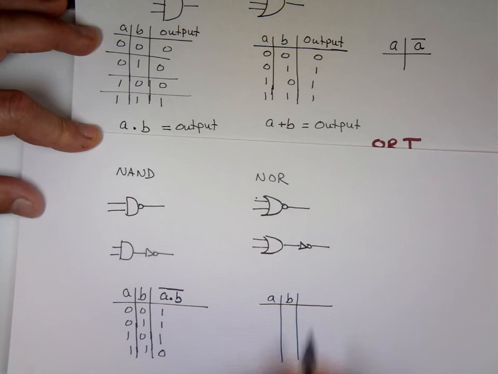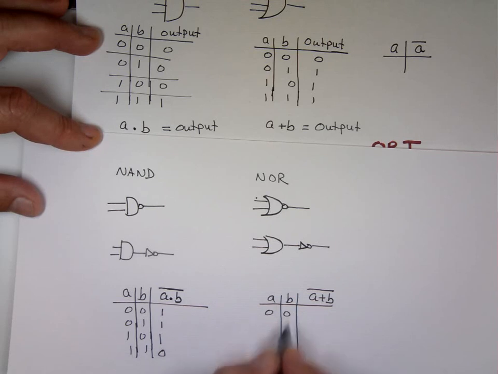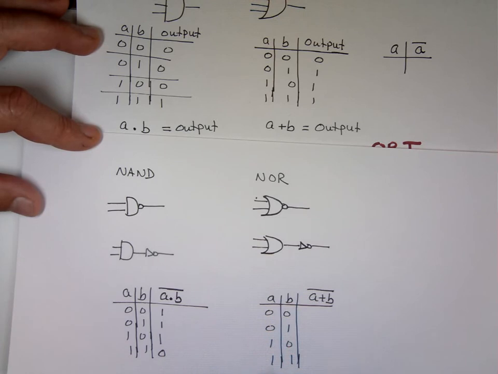NOR gate: an OR gate is A plus B. Put a NOT over it, that's a NOR gate. Again, with OR the dominant is T. Anytime there's a 1 with an OR gate, you get a 1, but now you have to complement that. Complement the 0, that's a 1. Complement the 1, that's a 0, 0, 0.